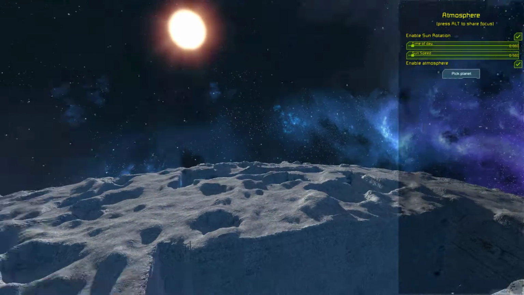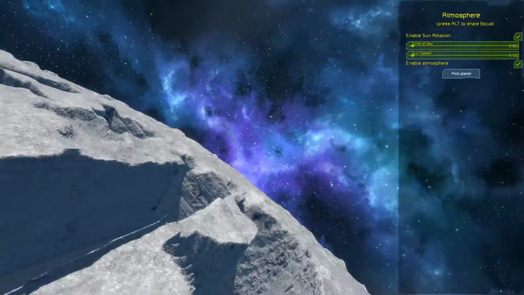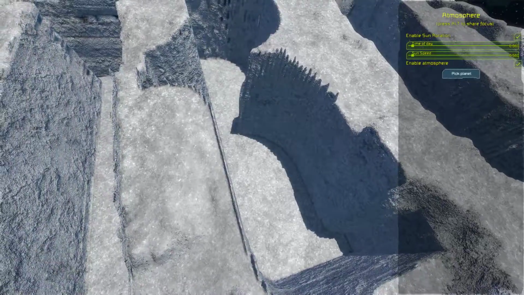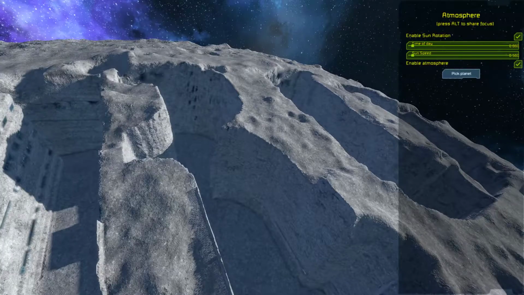Either way, it's looking great. Check out Ent Speaks Planets. He makes some lovely stuff, and I guess I better start filling all of this back in now. That's going to be quite a job.